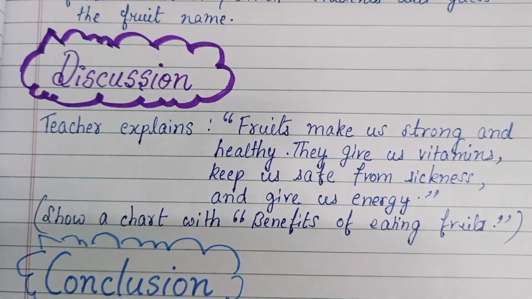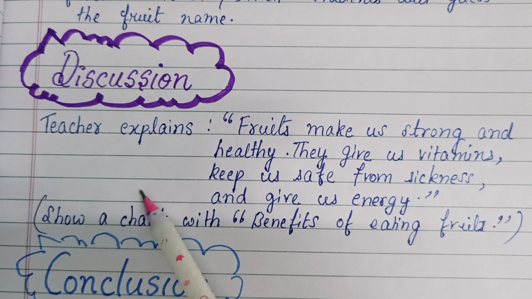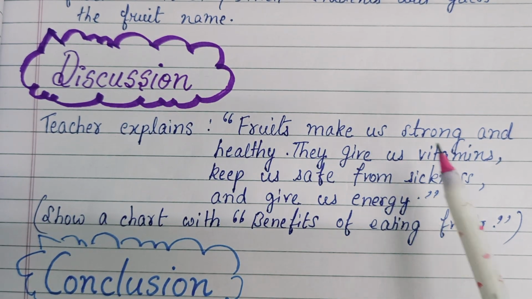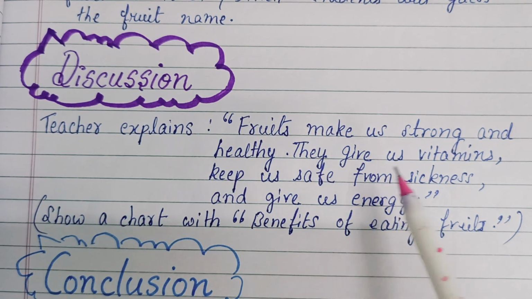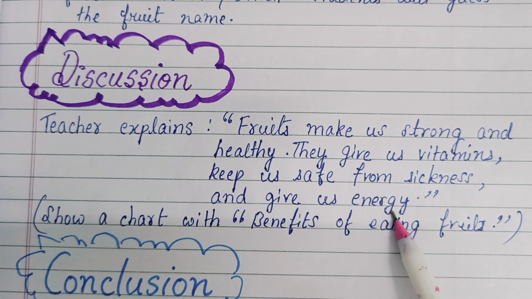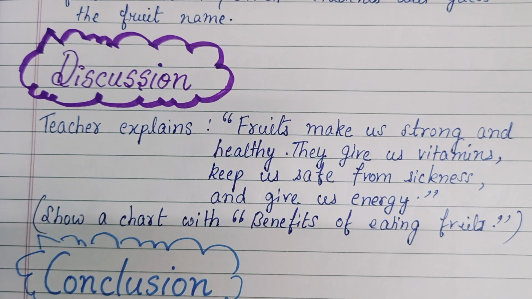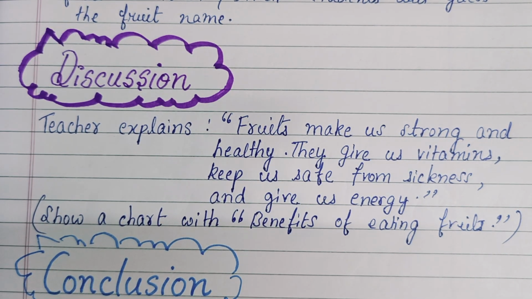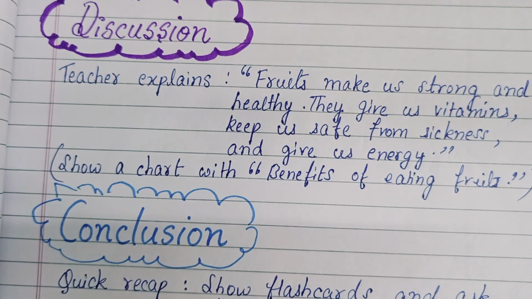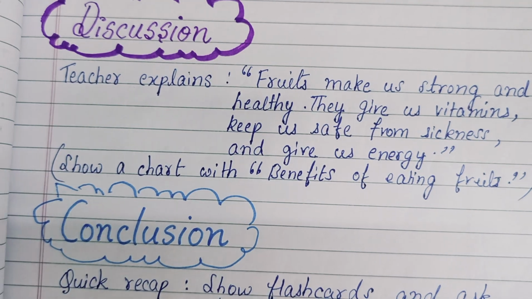Now discussion. So for the discussion, you should explain that fruits make us strong and healthy. They give us vitamins, keep us safe from sickness, and give us energy. So you can explain that they give us vitamins and keep us safe from sickness and give us energy, and more explanation you can give to the students. Also you can show a chart with benefits of eating fruits.